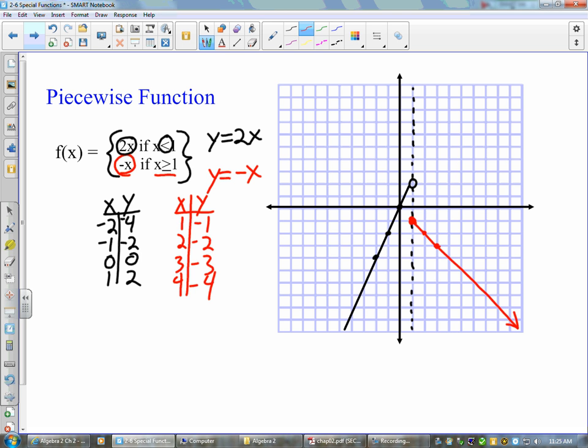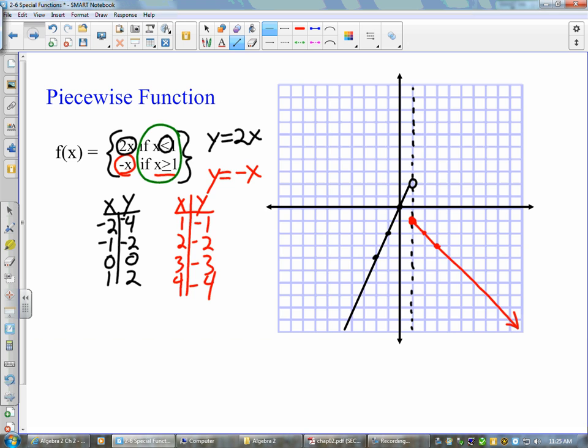function, any formula. The big idea with piecewise is in this, if x is what? So if x is smaller than what number does it change? And if x is bigger than what number does it change? So that's a piecewise function.